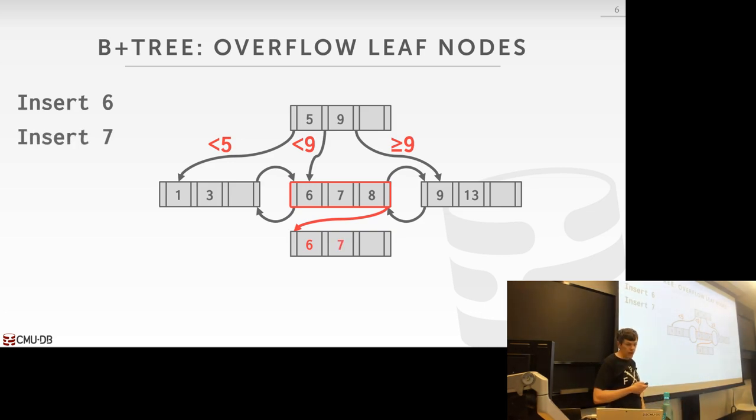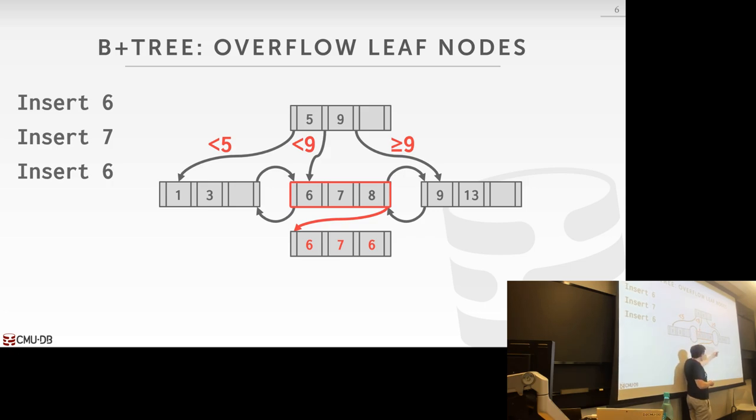So now let's say I want to insert 7. Same thing, 7 goes down there. I insert 6, same thing, 6 goes here. It's unordered, and that's okay. So now here's what needs to happen. Physically, this is stored across multiple pages. Logically, from the index perspective, this just looks like one giant leaf node that has a bunch of keys in it.